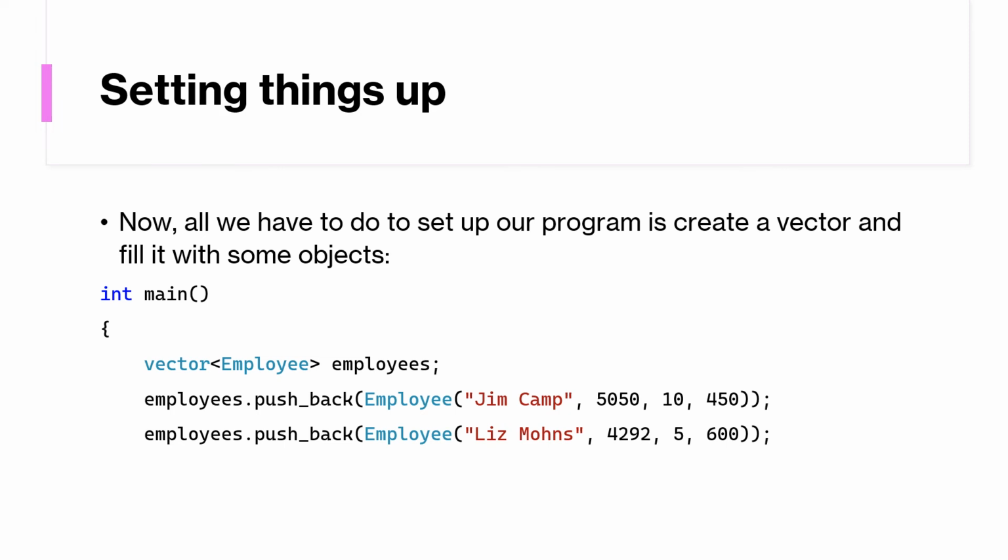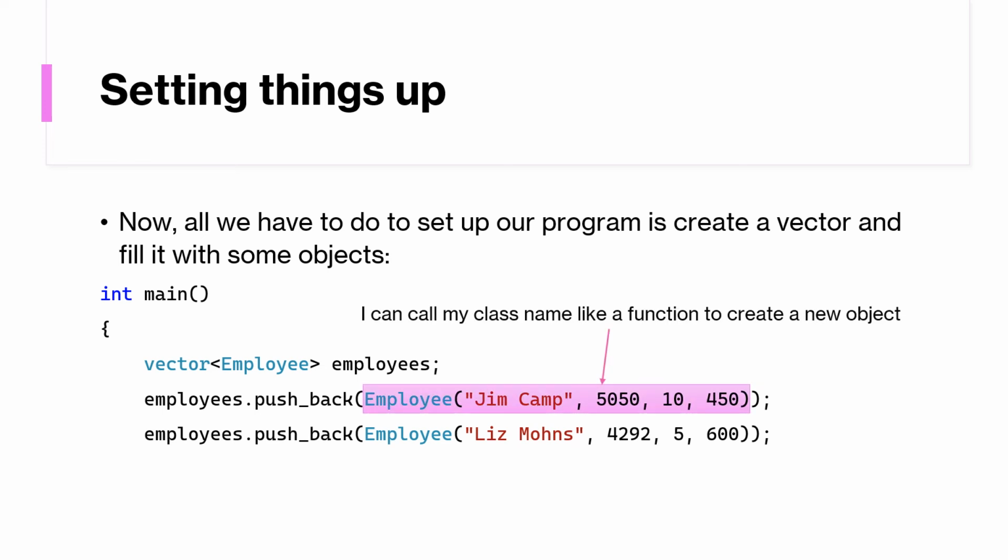So as I said, we spent the last 5 minutes or so setting up the class, defining the object. Now all we have to do is make a couple of objects and use them. To make the objects, we could declare a variable, employee 1, Jim Camp, 5050, etc. But it's possible in C++ to just call the class name like a function, explicitly calling the constructor to construct a new object here, and we're pushing that back into the employees vector.